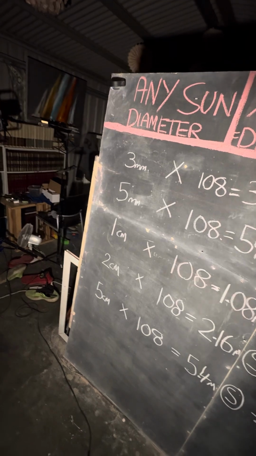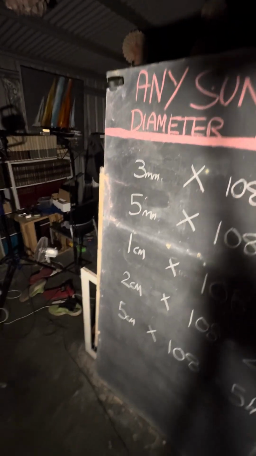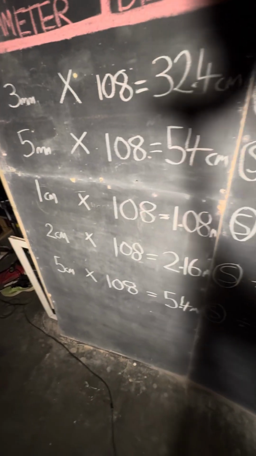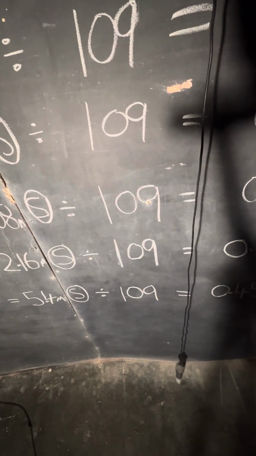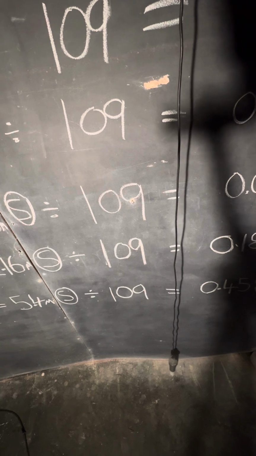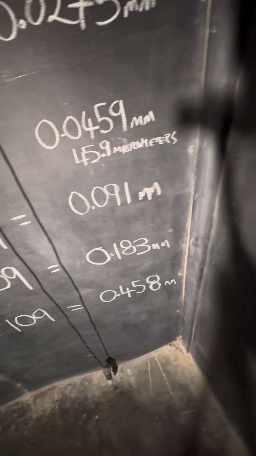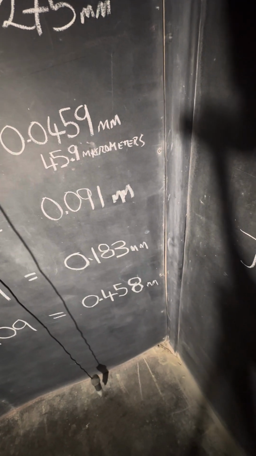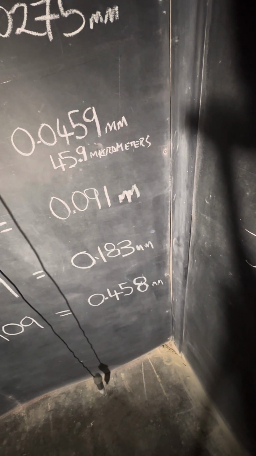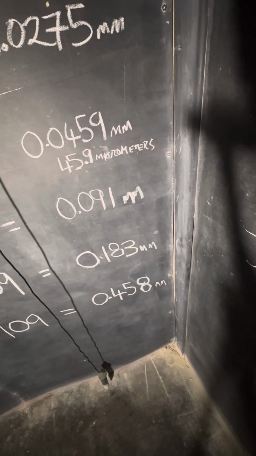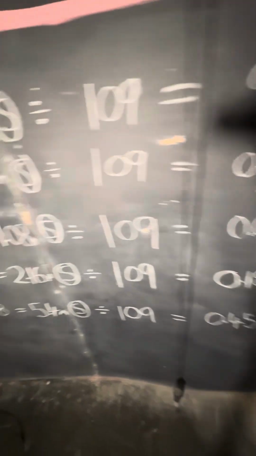And then with a sun diameter of 1 centimeter, times 108, it would be 1.08 meters to Earth. And we divide it by 109 because that's how many Earth diameters are in the sun. And it would be 0.09 of a millimeter, right? So that's just under a 10th. And then it just keeps going up.